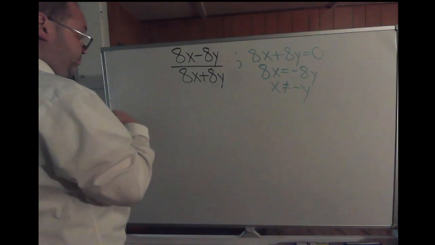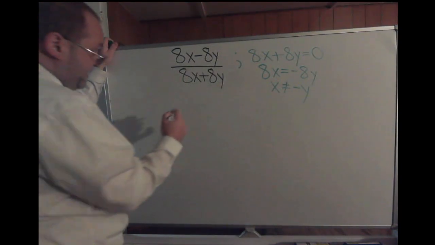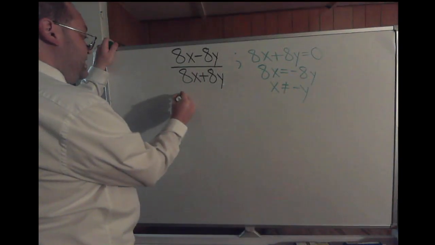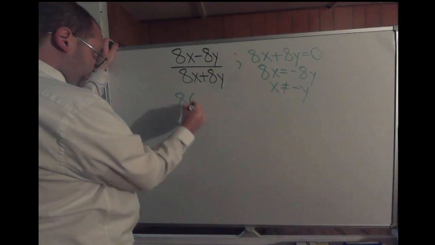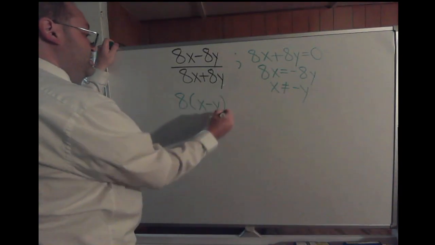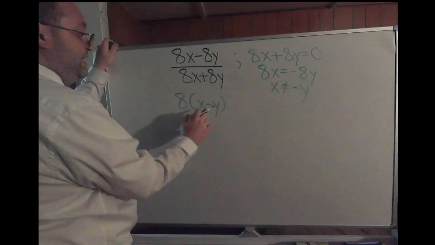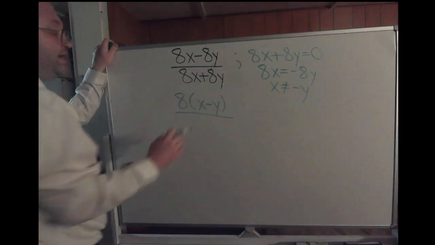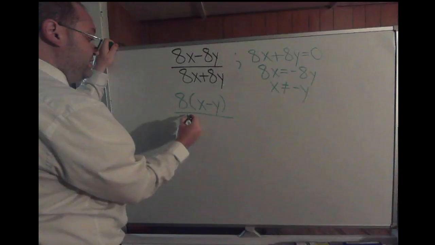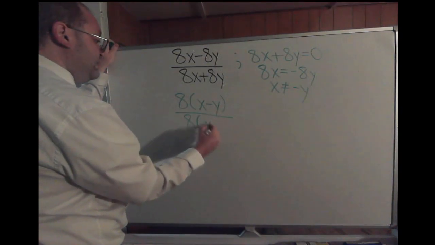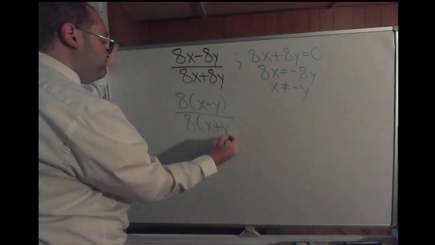So, now let's start with the numerator. Let's factor that out. 8x minus 8y, you have a common 8. That just leaves you with an x minus y, because if you distribute that, you would get 8x minus 8y. Then you have the denominator 8x plus 8y. There's a common 8 that factors out. Then you'd have the quantity of x plus y.